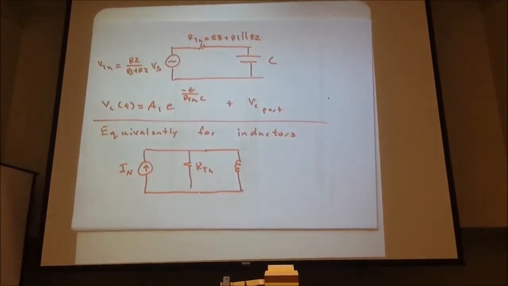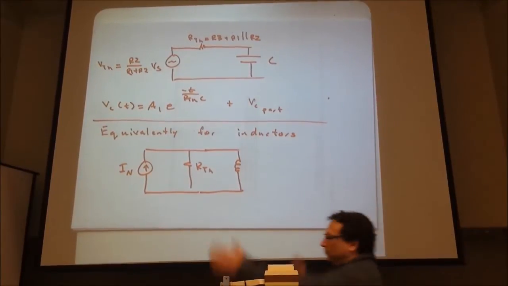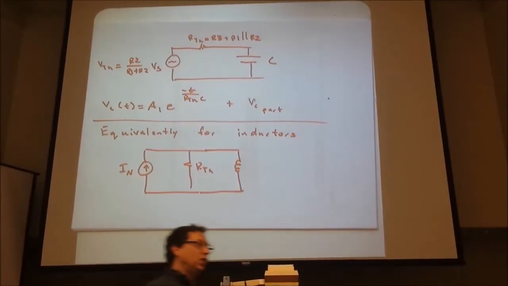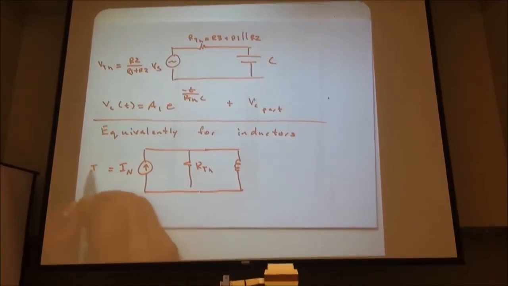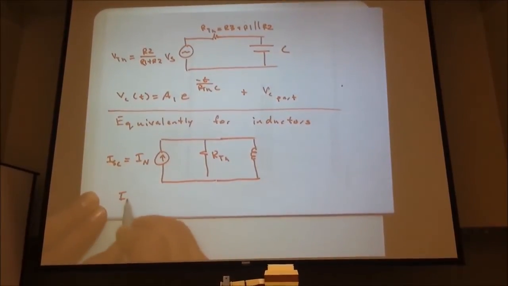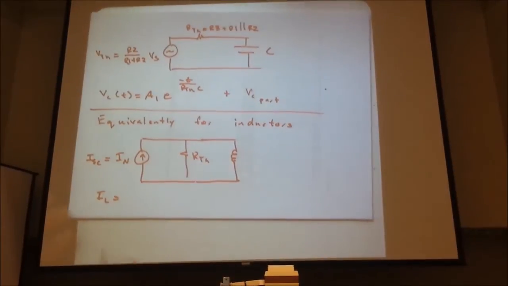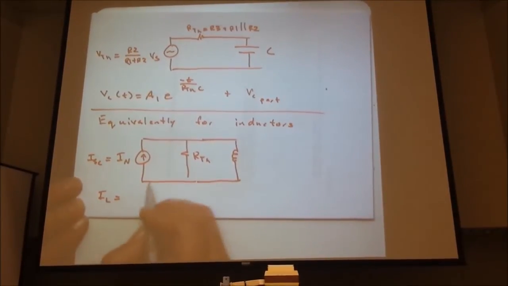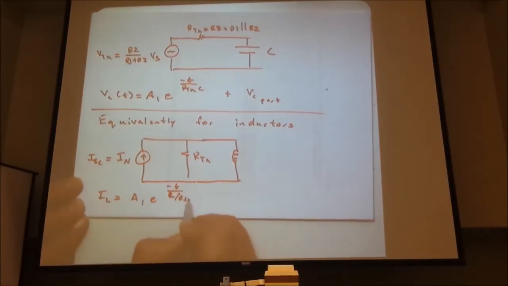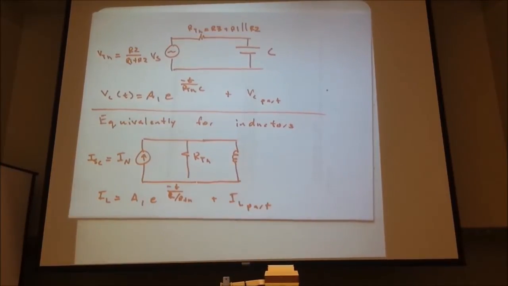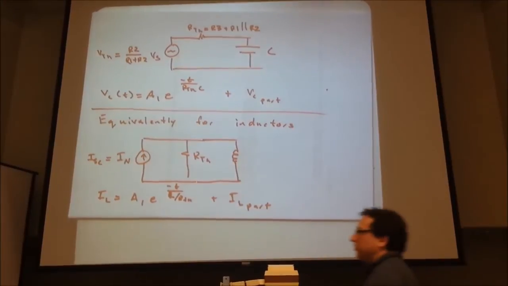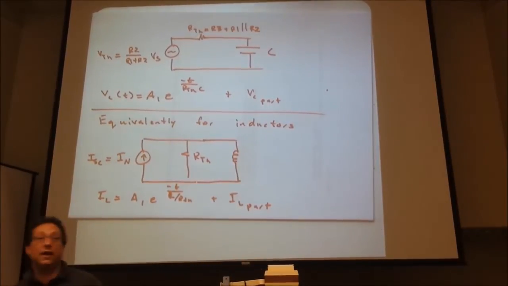So if we have a big mess of resistors and a single inductor, we can reduce it to this using short circuit or Norton analysis, whatever term you prefer. And again, our solution would be I_L = A1 e^(-t/(L/R7)) + I_L particular. So that's the beauty of first order circuits. Unfortunately, this doesn't work very well with second order circuits.